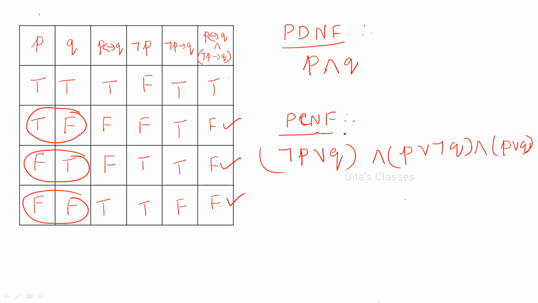So if you are writing PDNF, you consider T and corresponding variables. For T you write the variable as it is and take the negation if you have F. So for PCNF you consider F terms and corresponding variables for P and Q. Because you are considering F, you write the variable as it is for F and take the negation for T.